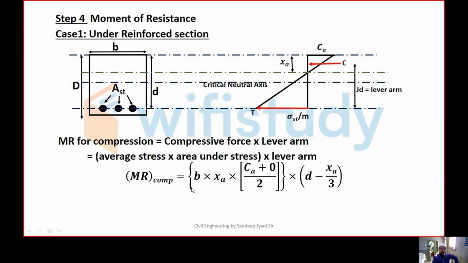B into XA, this is the formula. So B into XA into CA plus 0 by 2 into the lever arm. Lever arm means, as I have already told you, the distance from the resultant compressive force acting in the compression zone to the center of gravity of the reinforcement. Don't confuse the average stress with the resultant force. Resultant force is another thing and average stress is another thing. Average stress means maximum plus minimum by 2. Resultant force means the center of gravity of any particular zone.